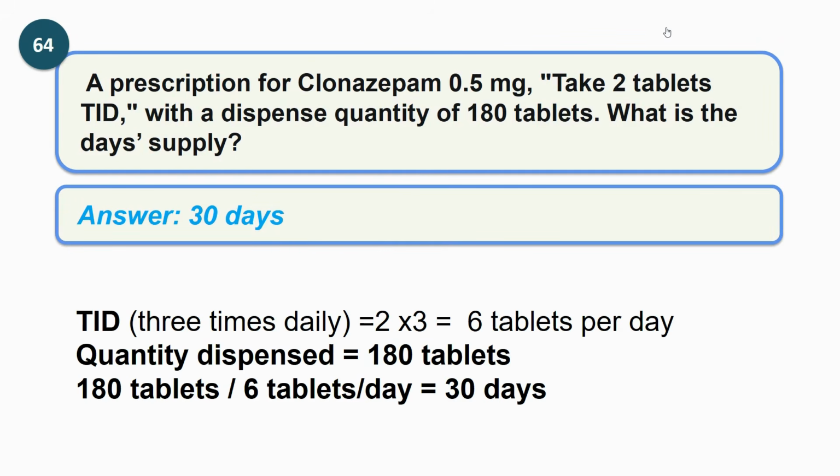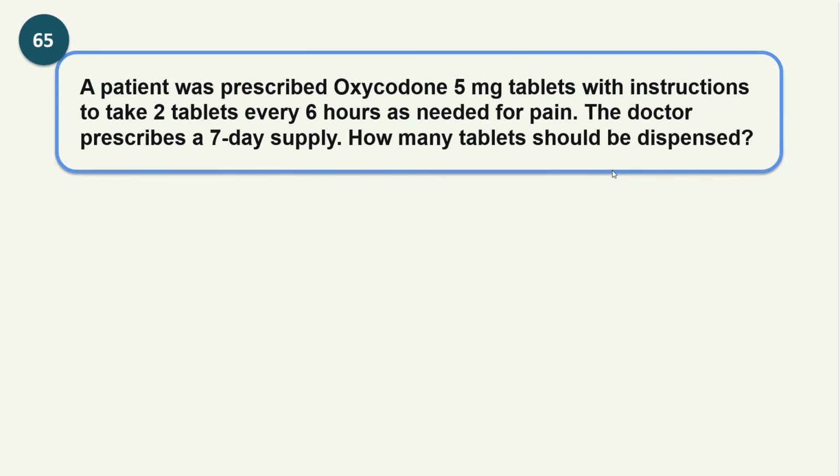So here, TID, that is 3 times a day, 2 tablets. So per day would be 6 tablets per day. Total is 180 tablets prescribed. So 180 divided by 6 gives you 30 days. That's the correct answer.